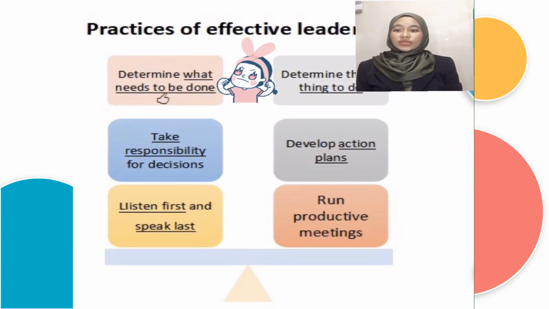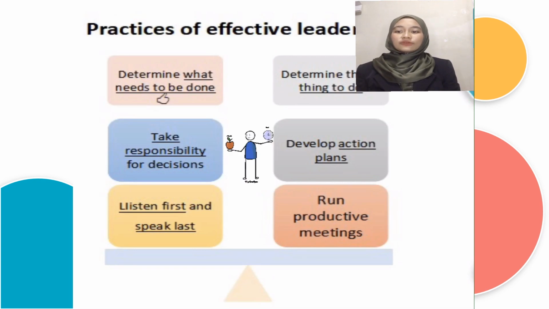Determine what needs to be done and determine the right things to do. Without determination, it is not possible to realize your goals. A determined leader inspires confidence in others who will rely on the leader in time of struggle. Take responsibility for decision. The combination of your responsible behavior with your responsible attitude give you power of influence and accelerate your leadership growth. Develop action plan.